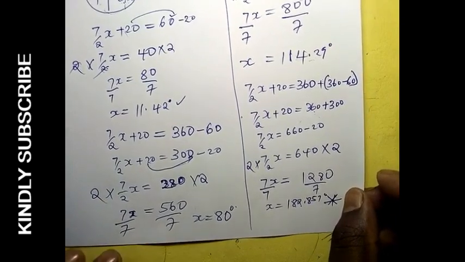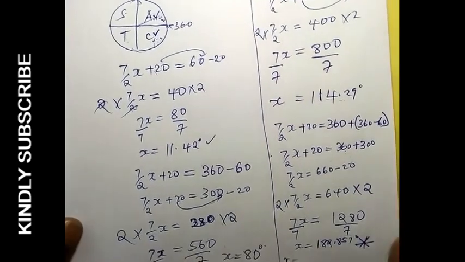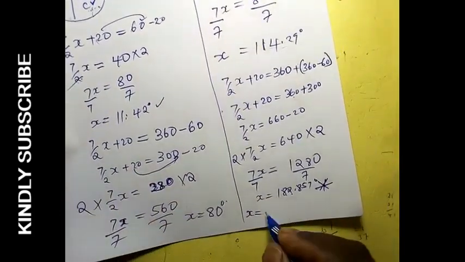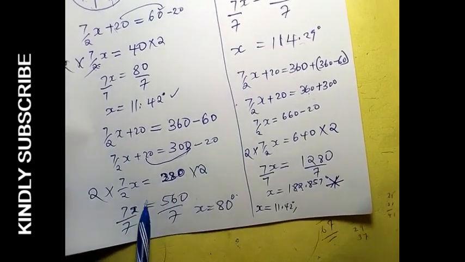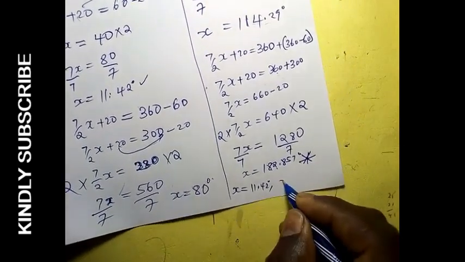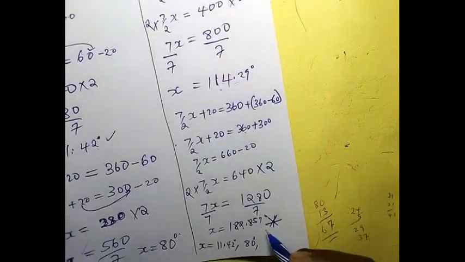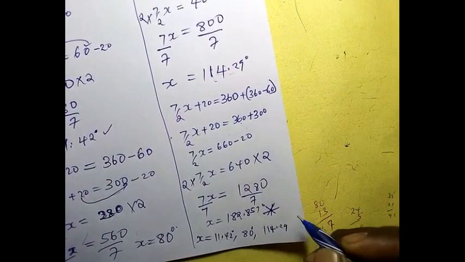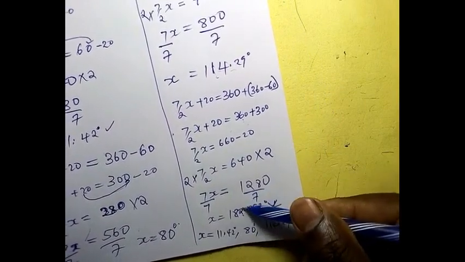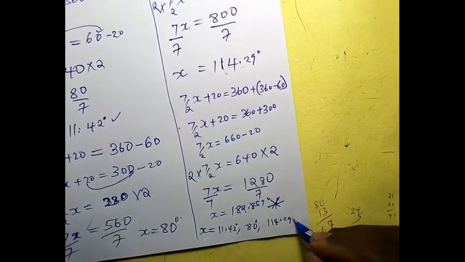So the values of x: the first value was 11.42 degrees, the second one was 80 degrees, the third one was 114.29 degrees. This one is not going to be included because it is over 180. So these are our values.